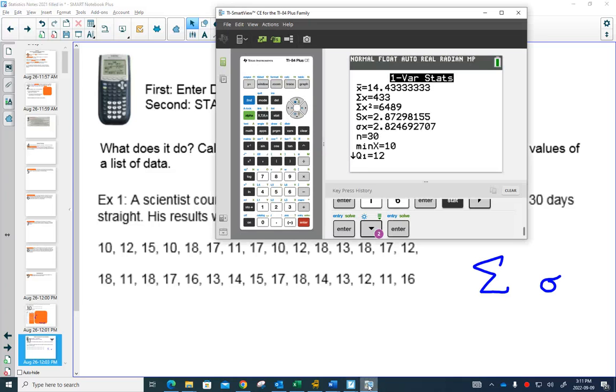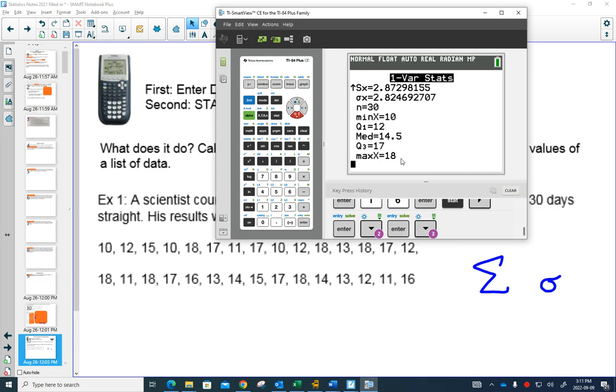So that one we are going to be using, but the one that is going to be important for right now is this average. And then if we scroll down, hit the down button, it tells you n, how many data points we had, 30 of them. The smallest one was 10. The largest one was 18.